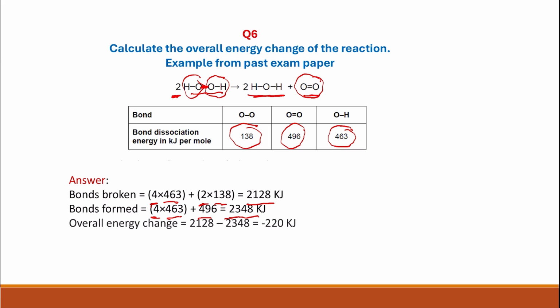2,348 kilojoules. Then the overall energy change will be the total energy needed to break the bonds minus the total energy released when the bonds are formed, and when we put in the two values, we end up with an overall energy change of minus 220 kilojoules, which means this reaction is an exothermic reaction.